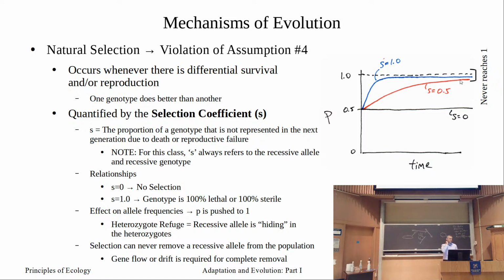As we increase selection pressure, so as our selection coefficient increases, we start driving our population towards fixation of that dominant allele. How quickly we get there depends on the coefficient itself. So if we could have a selection coefficient of 1, meaning the trait's 100% lethal, and compare it to a situation where our selection coefficient is 0.5, we get to fixation much, much faster if our trait's 100% lethal than if it's not.